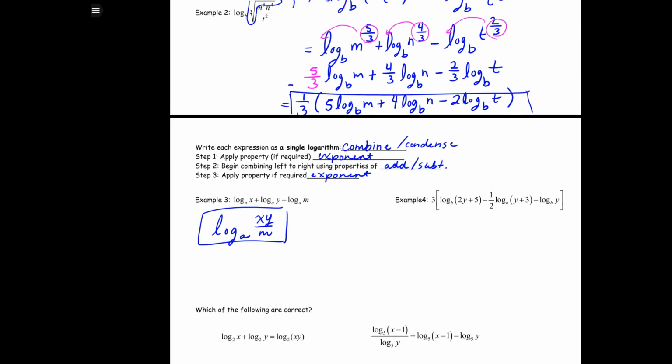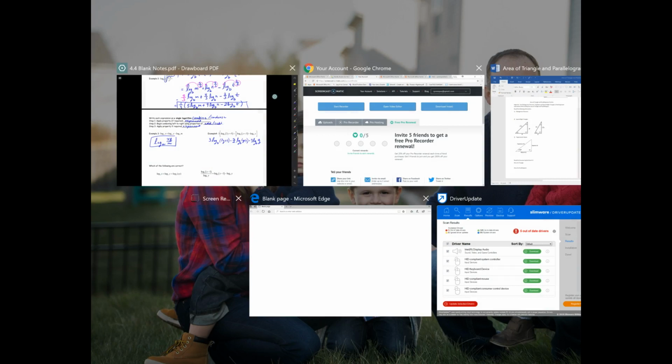Example 4, what do you think we should do first? Yeah, you could distribute the 3, that would be good. Okay. So if I distribute the 3, I would have 3 times log base b of 2y plus 5 minus 3/2 times log base b of y plus 3 minus 3 log base b of y. Right? Whoa, what did I do? Something. There it is.